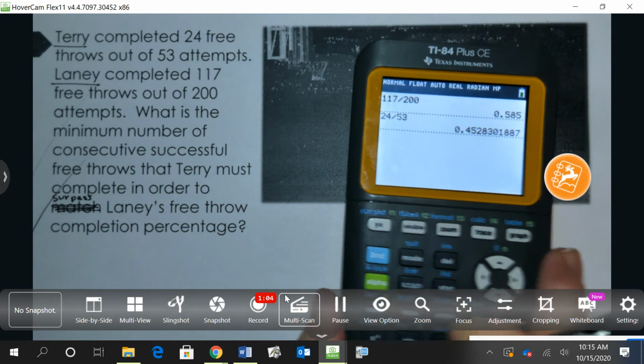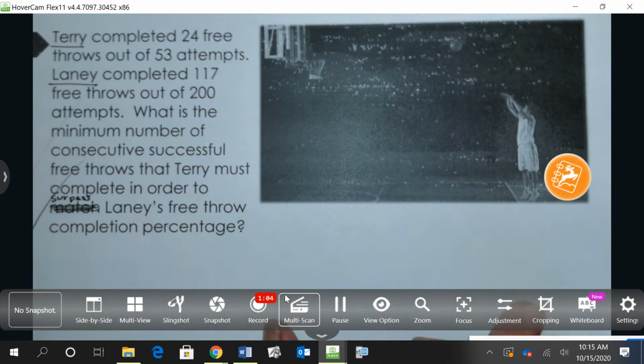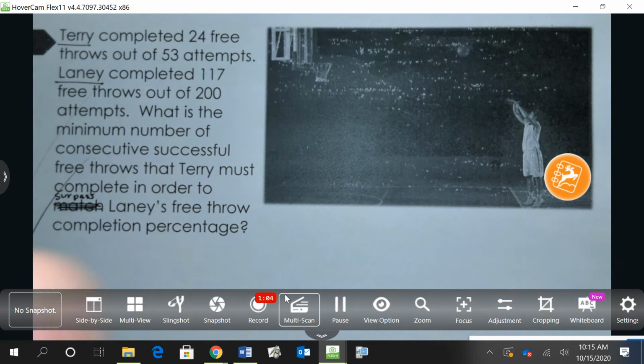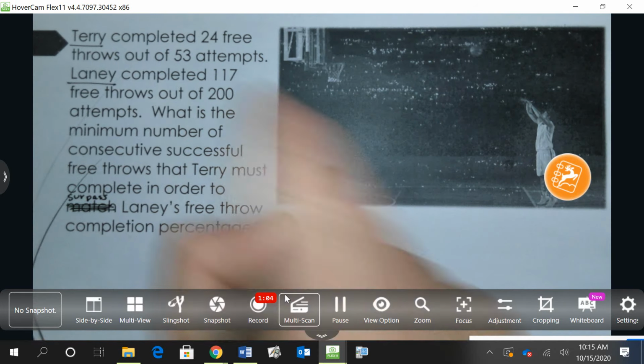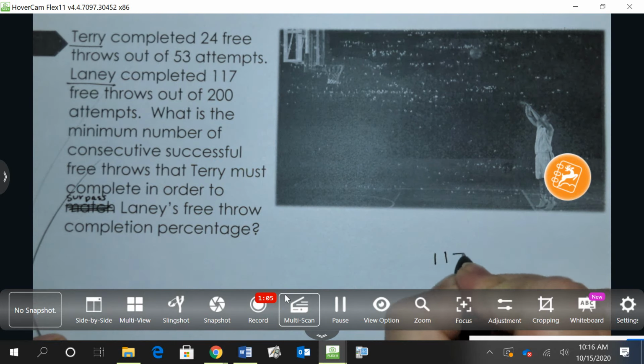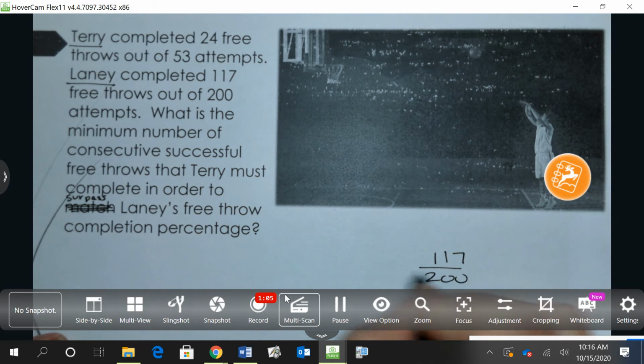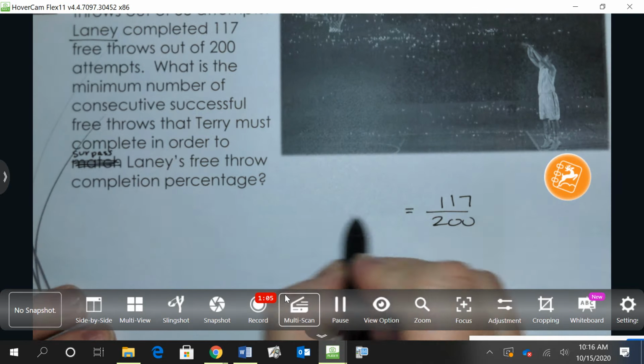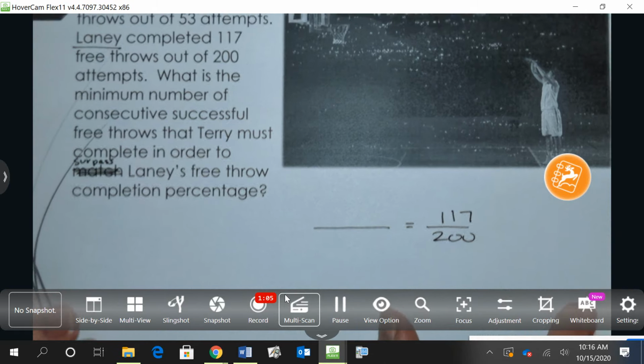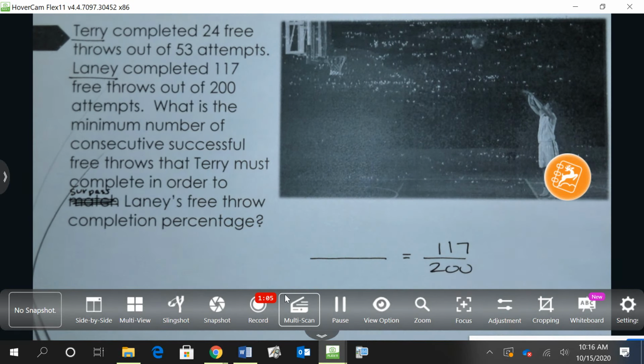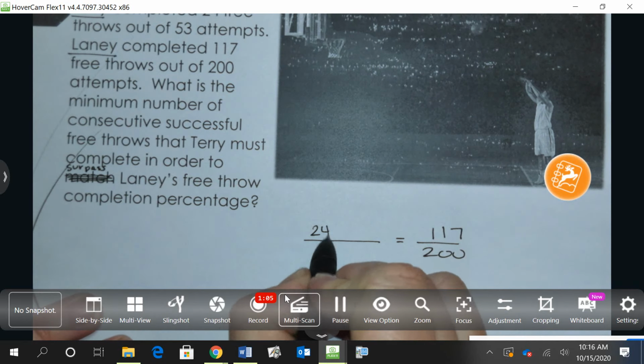So what must he make consistently over and over again, hypothetically, in order for him to be a better free throw shooter than Lainey? So what we do is we start with whoever's the better. Who are we trying to reach? We're trying to reach up to Lainey's level. And I put down Lainey's level. And then we make a larger line, and who are we trying to have their percentage raised up to? So we want to take Terry's percentage and we want to raise it up. He has completed 24 of 53.